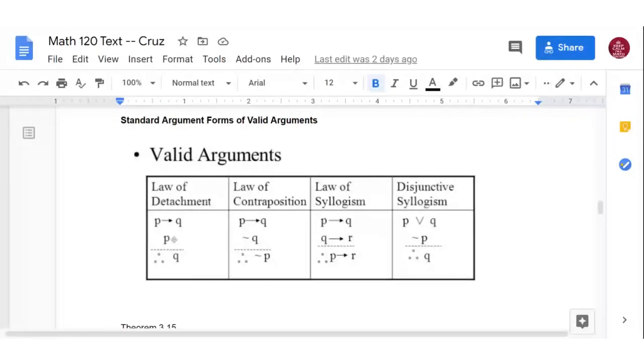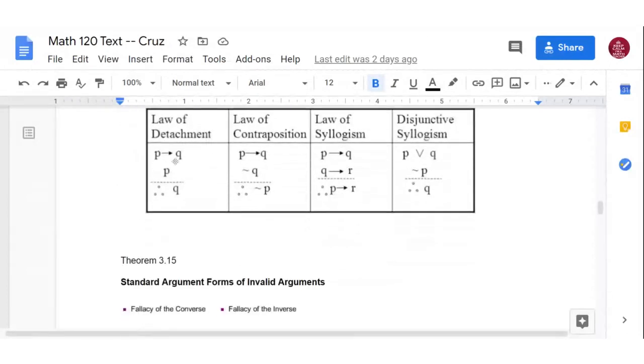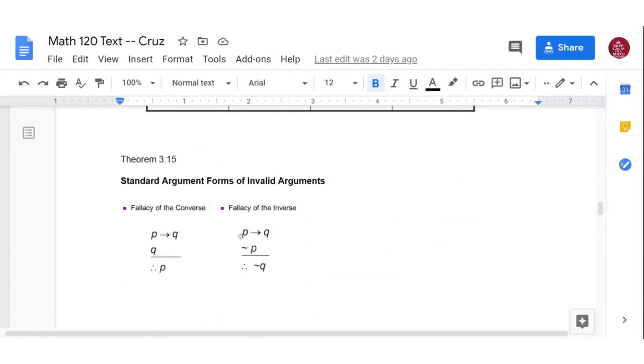But that was this one here. Sometimes they call it the direct argument. And then the one we looked at that was at the top was this one. And they had an R in there, three statements, but they never used it.